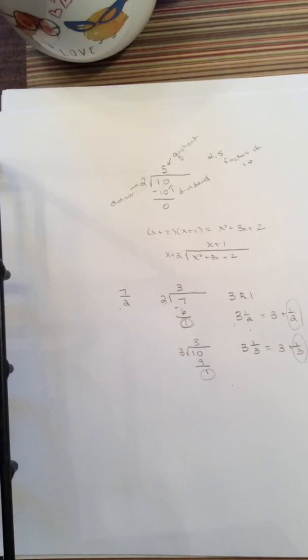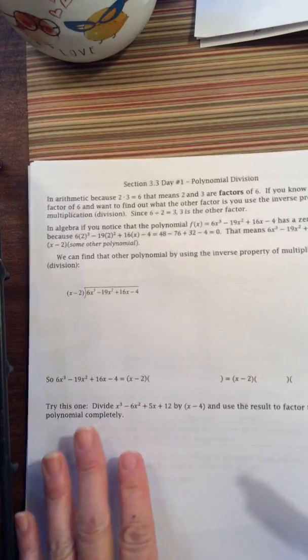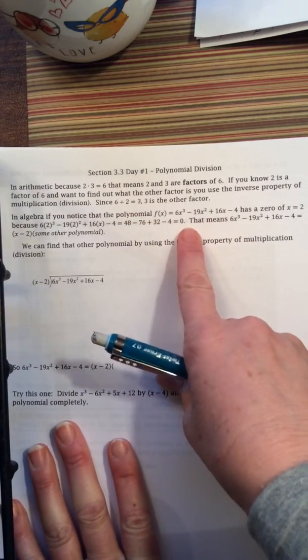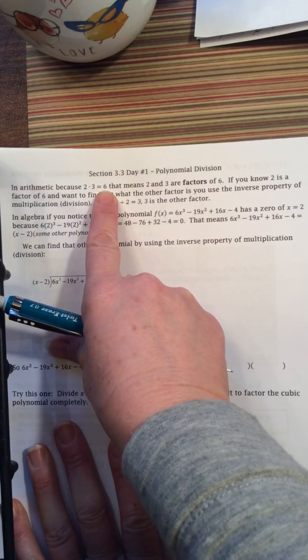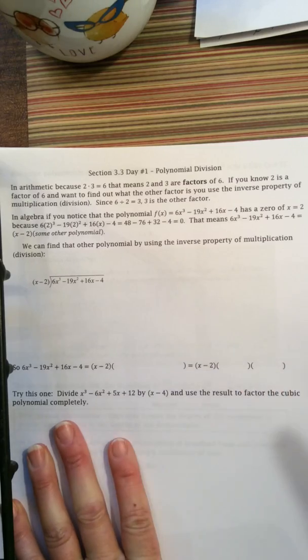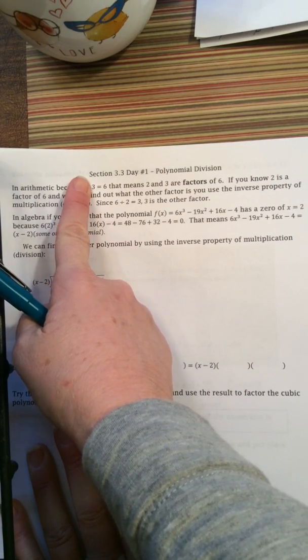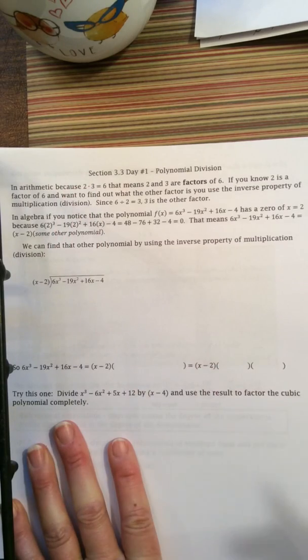So putting all that together now and looking at it in terms of algebra, I just have a little blurb up here that in arithmetic, we would call 2 and 3 factors because they multiply to 6. And if we only knew one of the factors, like if somebody told me that 3 is a factor of 6, to find the other one, I would want to divide. So I'm going to use that inverse operation of division.